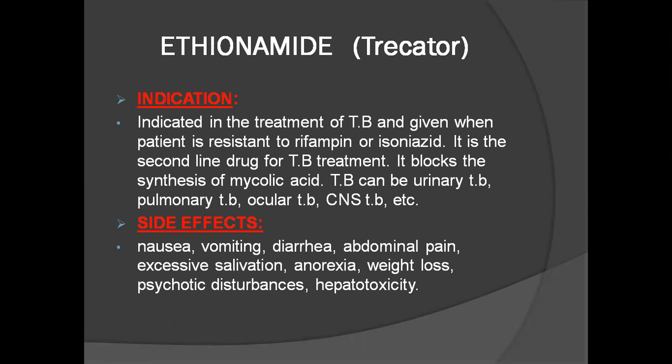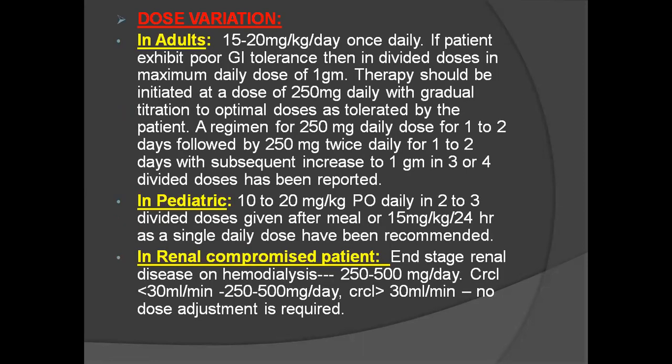Its side effects include nausea, vomiting, diarrhea, abdominal pain, excessive salivation, anorexia, weight loss, psychotic disturbances, and hepatotoxicity. There are different variations in dose according to age. For example, in adults, 15 to 20 milligram per kg per day once daily. If the patient exhibits poor GI tolerance, then in divided doses with a maximum daily dose of 1 gram.